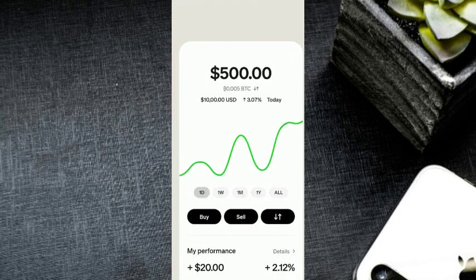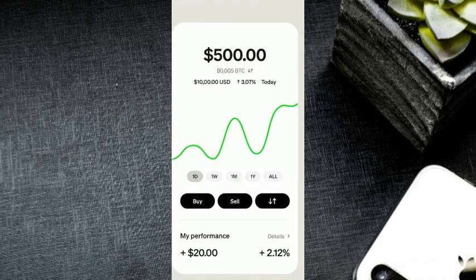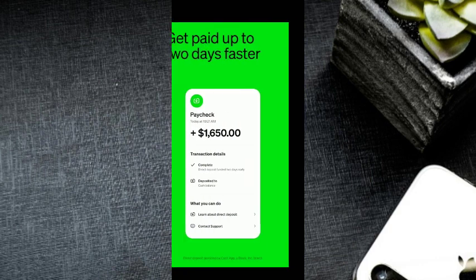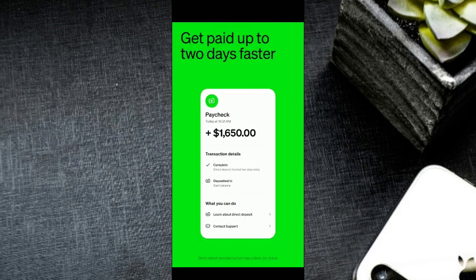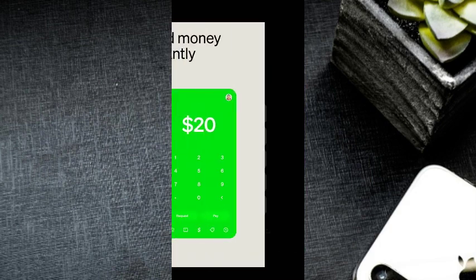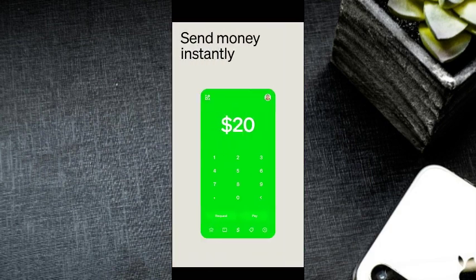Wise, formerly known as TransferWise, offers international money transfers with transparent fees and real exchange rates. And Square supports international payments and is available in Nigeria. Chipper Cash is a mobile app that allows for cross-border payments within Africa and to the US.